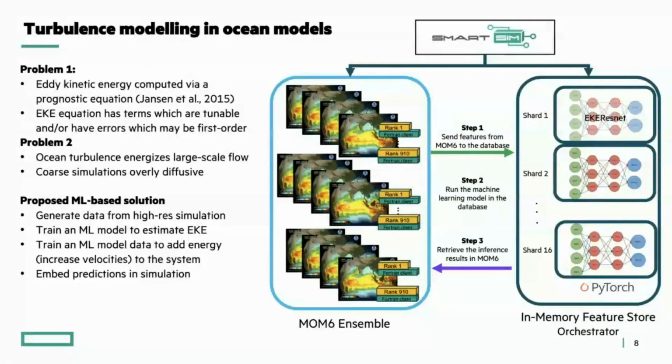But we know that there are relationships. If we take a look at high resolution simulations, large eddy simulations, direct numerical simulations, we know that there is some relationship that you can visually see between the turbulence and the resolved fields. We might not be able to describe it in a single equation, but maybe a data-driven approach using ML is actually successful. And this is essentially what we did. We ran high-resolution simulations that resolved the turbulence, and then we trained an ML model to estimate the eddy kinetic energy.